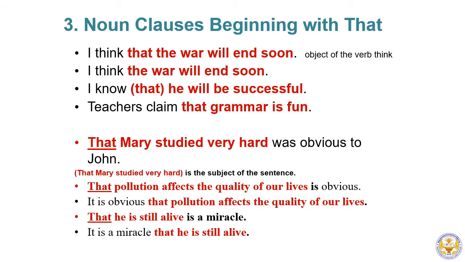I know that he will be successful. We can omit that in this case. I know he will be successful, or I know that he will be successful. So when you read a sentence with a noun clause without that, you can understand that this one is a that clause or noun clause, but they just omit the word that. Teachers claim that grammar is fun. That Mary studied very hard was obvious to John. So this time noun clause or that clause is the subject of the sentence.